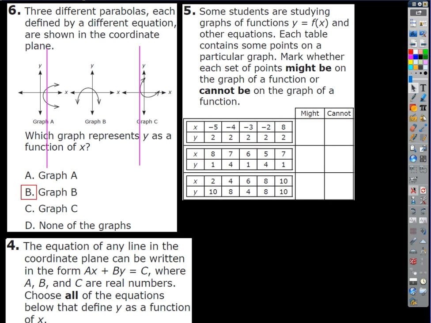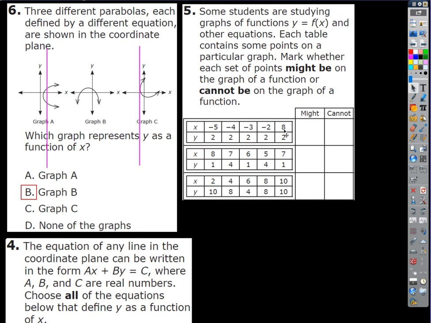Okay? How about right here? Some students are studying graphs of functions, y equals f of x and other functions. Each table contains some points on a particular graph. Mark whether each set of points might be the graph of a function or cannot be the graph of a function. All we've got to do is think about what our definition of a function is, right? No repeating x's. So the working definition of a function is for every input there is one output. For every x value there's only one y value.